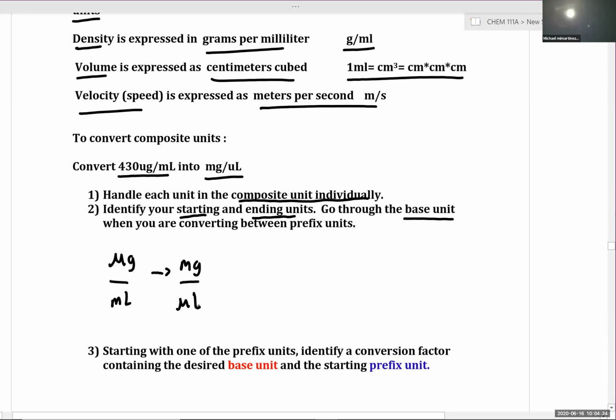Okay. So we know on top, we're starting with micrograms, and eventually what unit do we want to reach? What is our end unit goal for the top component unit? Milligram, yep. And as a result, we'll be going through grams. For our bottom unit, we have 1 over milliliter. Our end goal is to go to 1 over microliter, and our base unit is 1 over liter. I like to write it as 1 over the unit to respect the fact that this unit is in the denominator.